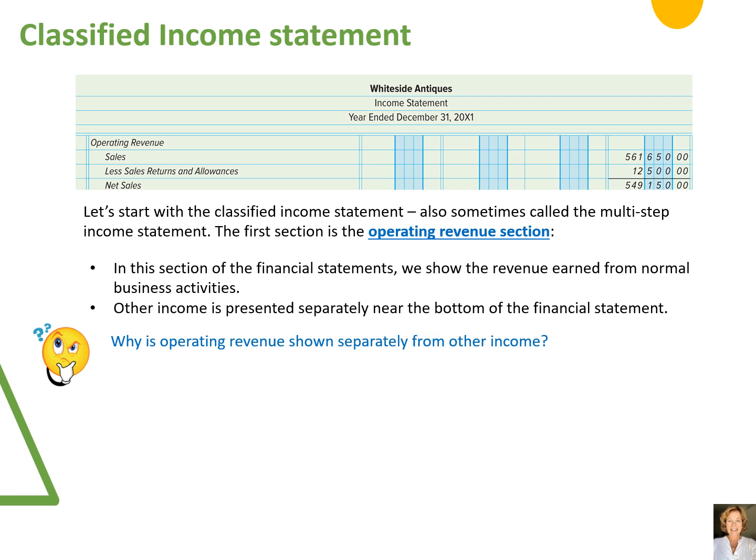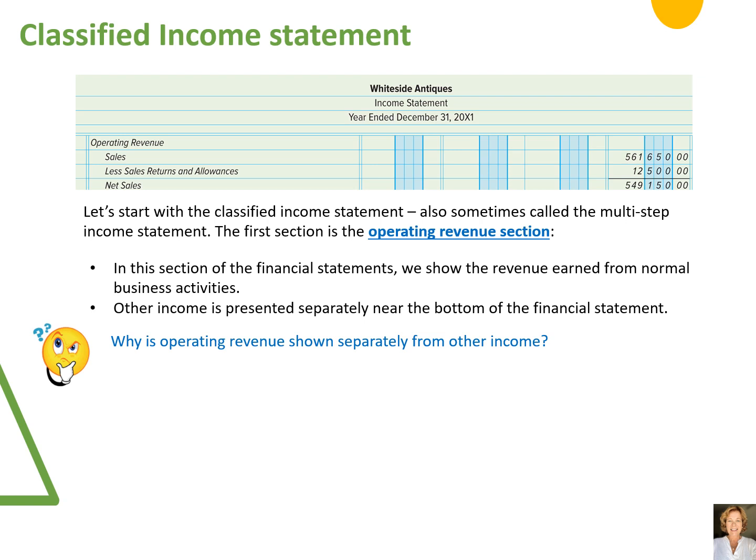The first section is the operating revenue section. In this section of the financial statements, we show the revenue earned from normal business activities. For service business, operating revenue would be the service revenue that the company earns from providing services. A merchandising company would report as operating revenue the revenue it earns from selling merchandise.